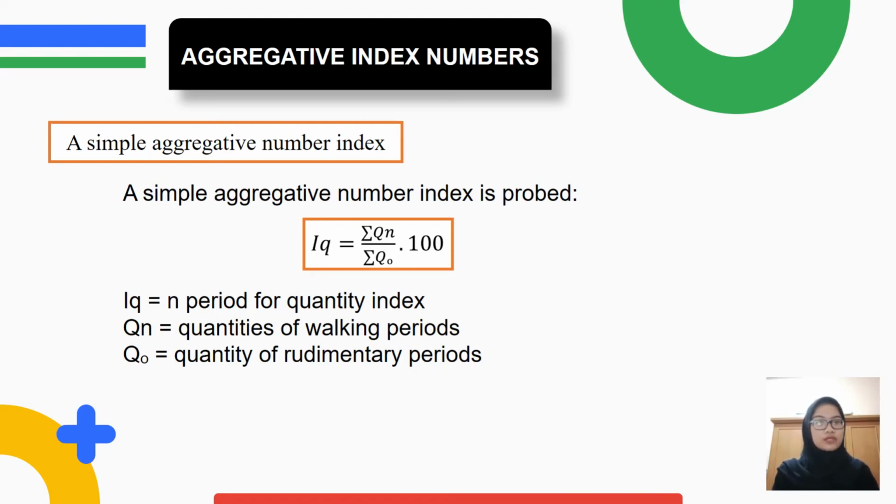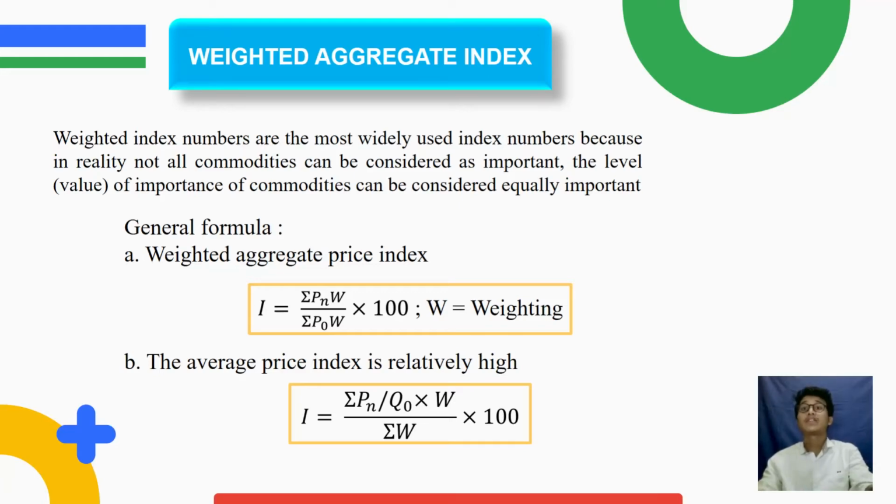Weighted aggregate index, general formula. The weighted aggregate price index is I equals sigma PnW divided by sigma P0W, multiplied by 100, with W as the weighting. The relative price index is I equals sigma of Pn over P0 multiplied by W, divided by sigma W, multiplied by 100. Laspeyres index numbers.